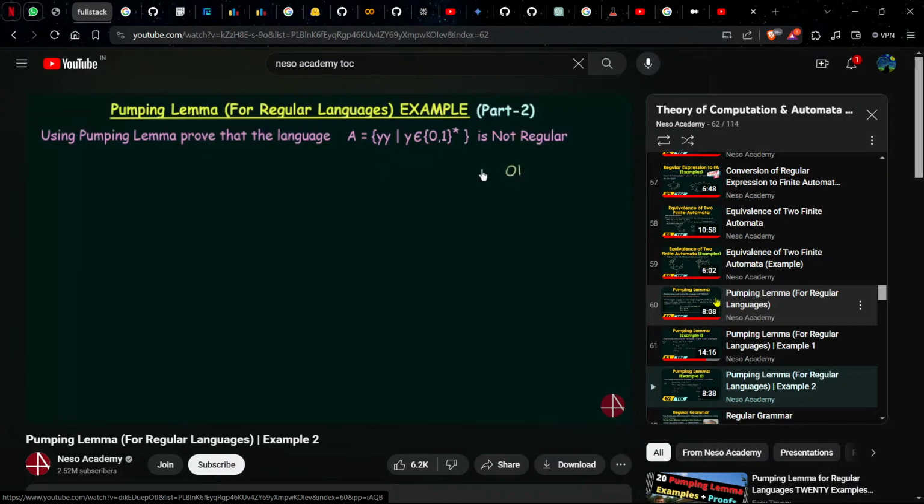For example, let me take this first y to be 01. So if my first y is 01, then the second y should also be 01. So we see that the first half of the string is equal to the second half. That is, the language accepts such strings.